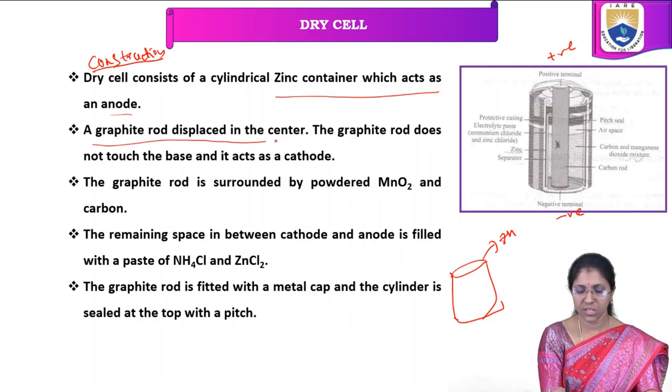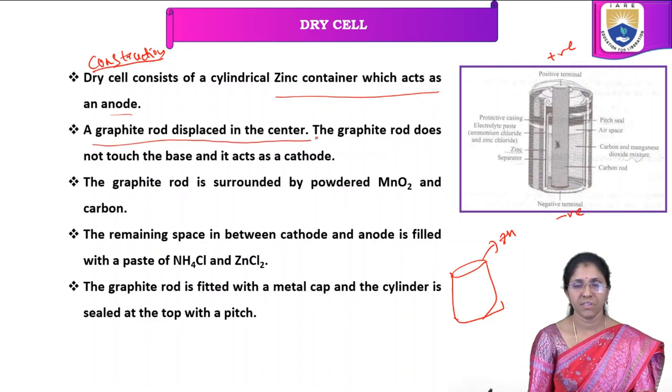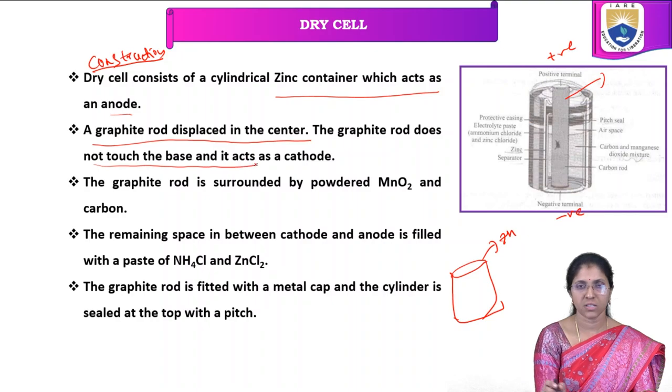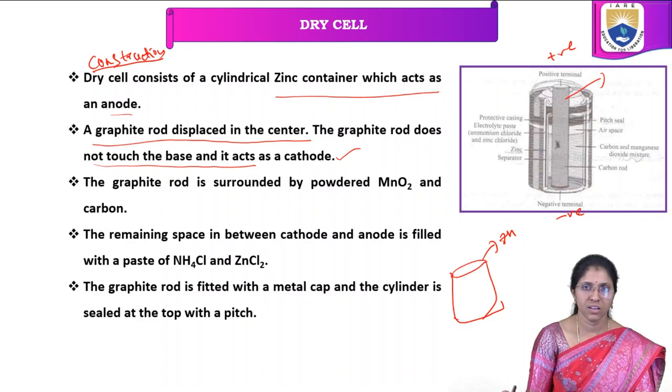A graphite rod is placed in the center. Here this is the graphite rod, placed in the center. The graphite rod does not touch the base and it acts as the cathode.